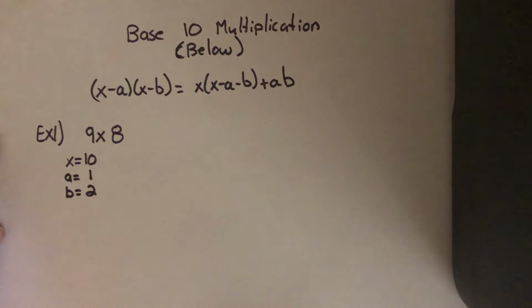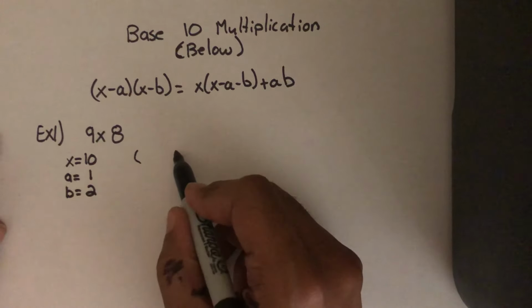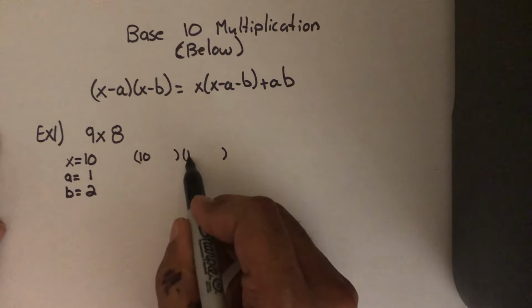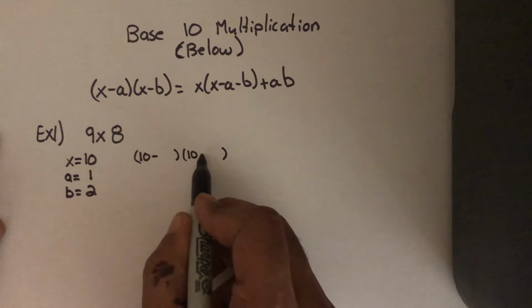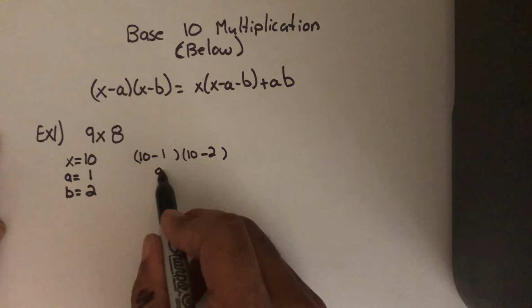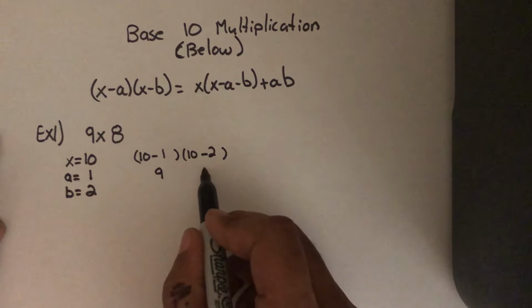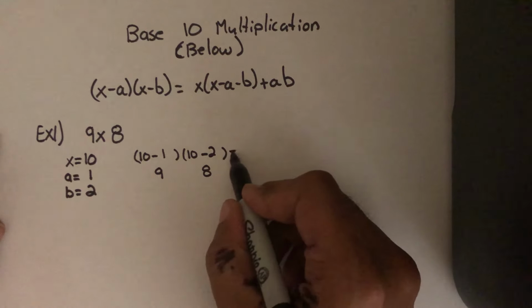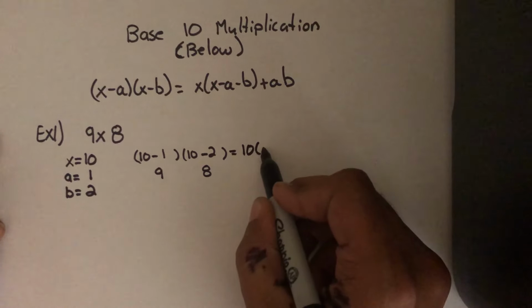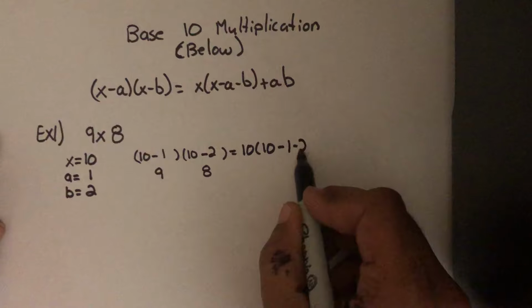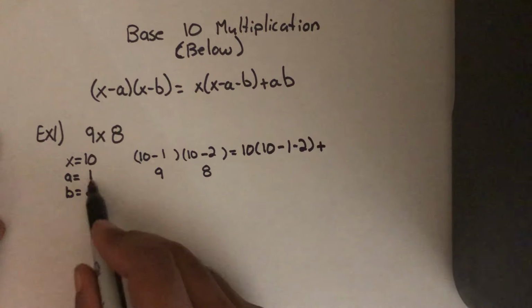Okay? So let's substitute it in this and see how this works. So I have it like this. So what goes right here? X is 10, so I'm going to put a 10 and a 10. Then I put a minus, minus, A and B, so 1 and 2. So notice how this is 9 and this is 8. So it's another way of saying 9 times 8. Now, look at the right side. X is 10, so I have 10. Then I have 10 minus 1 minus 2. Then I have plus 1 times 2.